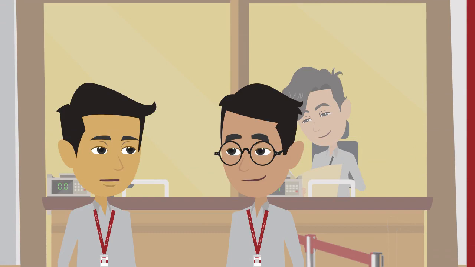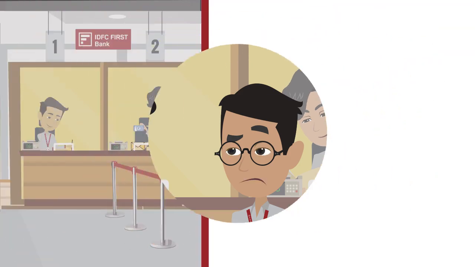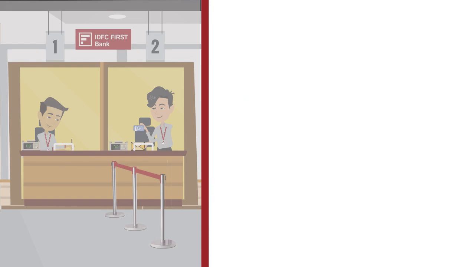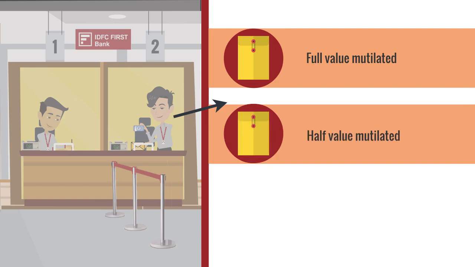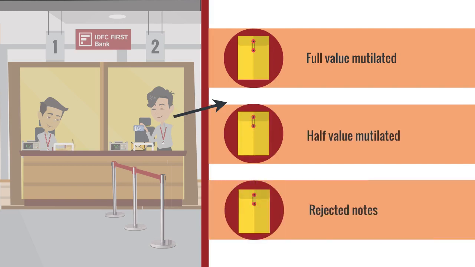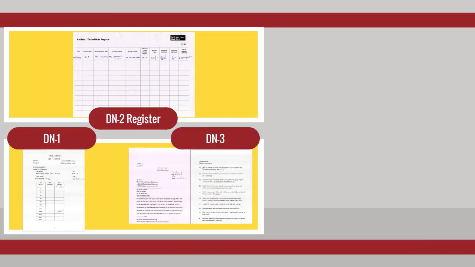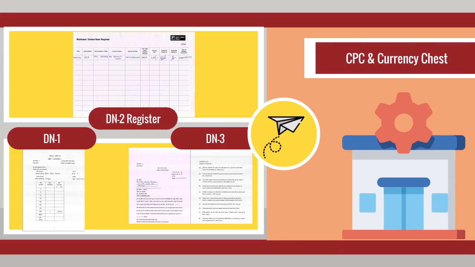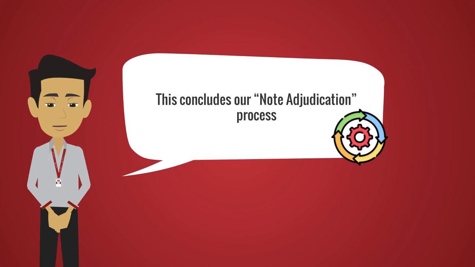Isn't it simple? Well, it is. But what happens to these notes? Excellent, Subodh. The teller stores all mutilated notes in separate envelopes titled Full Value Mutilated, Half Value Mutilated, and Rejected Notes. The copy of the DN2 register, and DN1 and DN3 copies are sent to CPC and currency chest every month along with envelopes of mutilated notes. This concludes our note adjudication process.